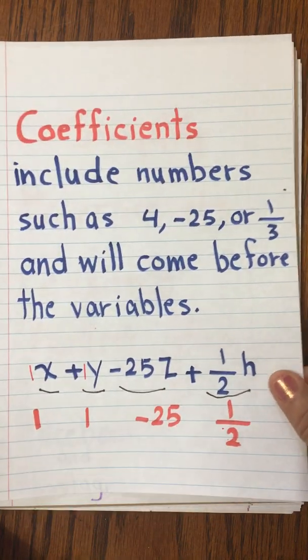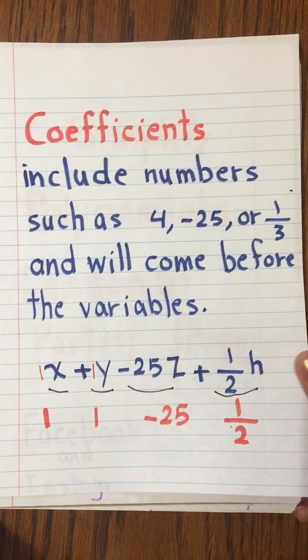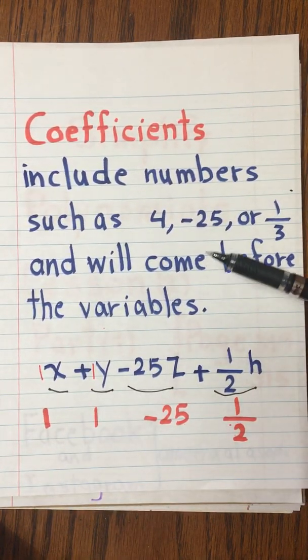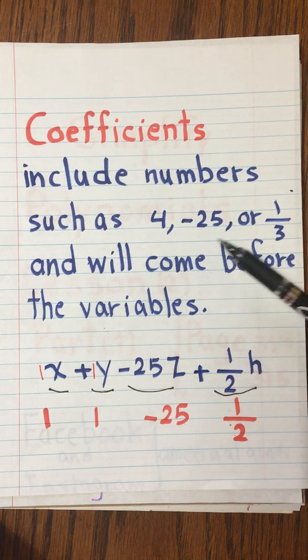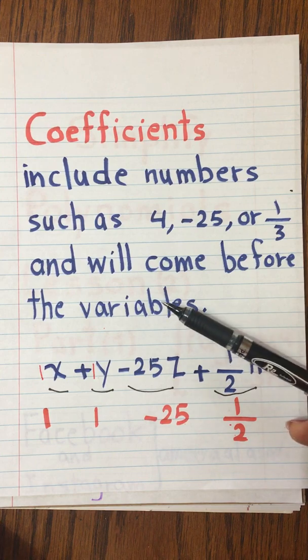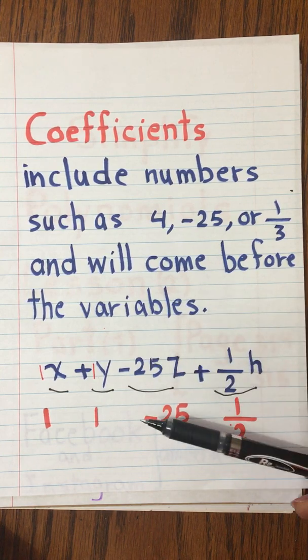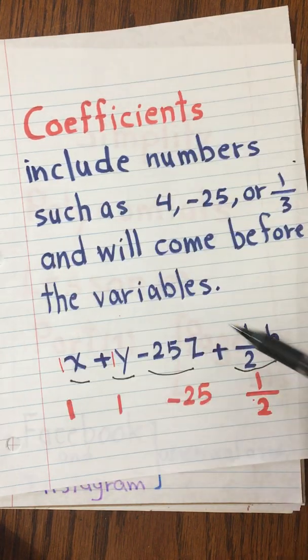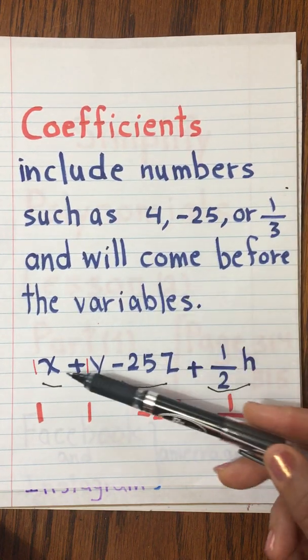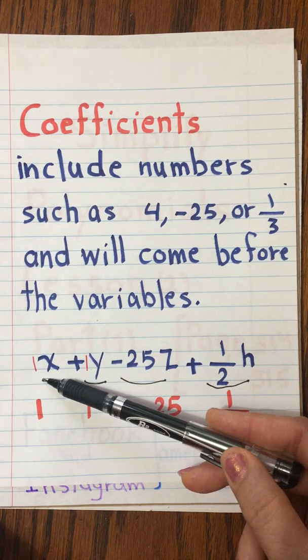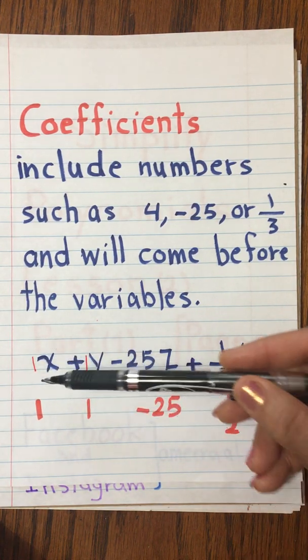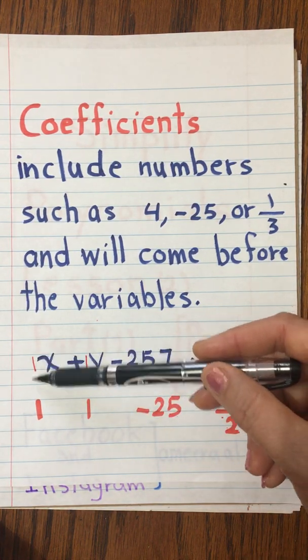We're going to define coefficients. Coefficients include numbers such as 4, negative 25, or 1/3, and will come before the variables. So I have this expression. I have 4 terms: 1, 2, 3, 4. The first term is x. I have a number right here, which is 1x.